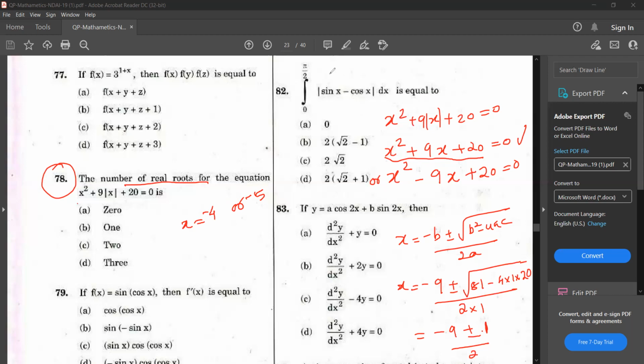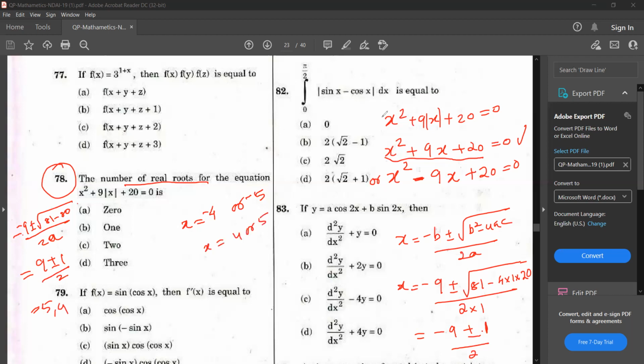Now again, if I do minus b plus or minus root of b square for this equation, what will I get? Minus 9 plus or minus root of b square, that is 81 minus 4ac, 4 into 1 into 20, that is 80, by 2a. 2a means 2 into 1. So that will become 9 plus or minus root of 1, that is 1 by 2. So 9 plus 1 by 2 is 10 by 2, that is 5. 9 minus 1 by 2 is 4. So it is equal to 4 or 5.